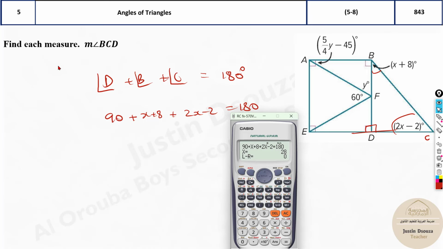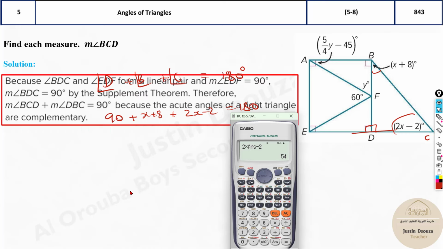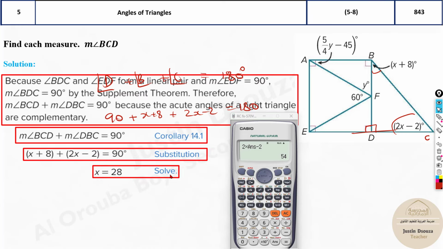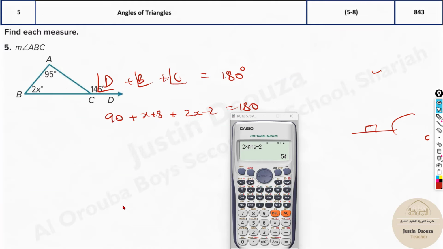But that is not the final answer. We need to find BCD, not the x value. So now substitute x over here. So it'll be 2 times, the answer is how much? 28 minus 2, that is the answer 54. You can see the x value is 28, and the measure of BCD is 54. So that's the answer. Similarly, we can solve the others.